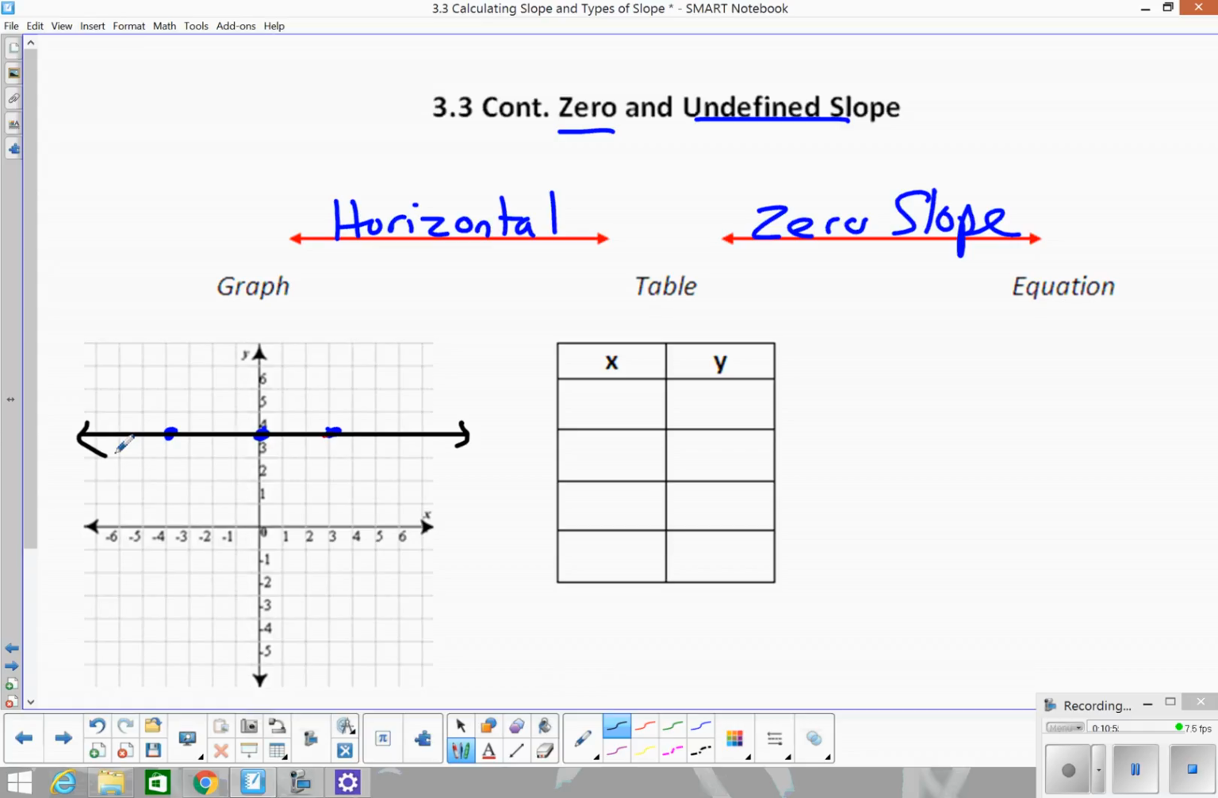Now, if I'm looking at a table, my table would look like this if I was given an x value of, let's say, 0, 1, 2, and 3. If you look at my graph, when I input a 0, my y value is 4.